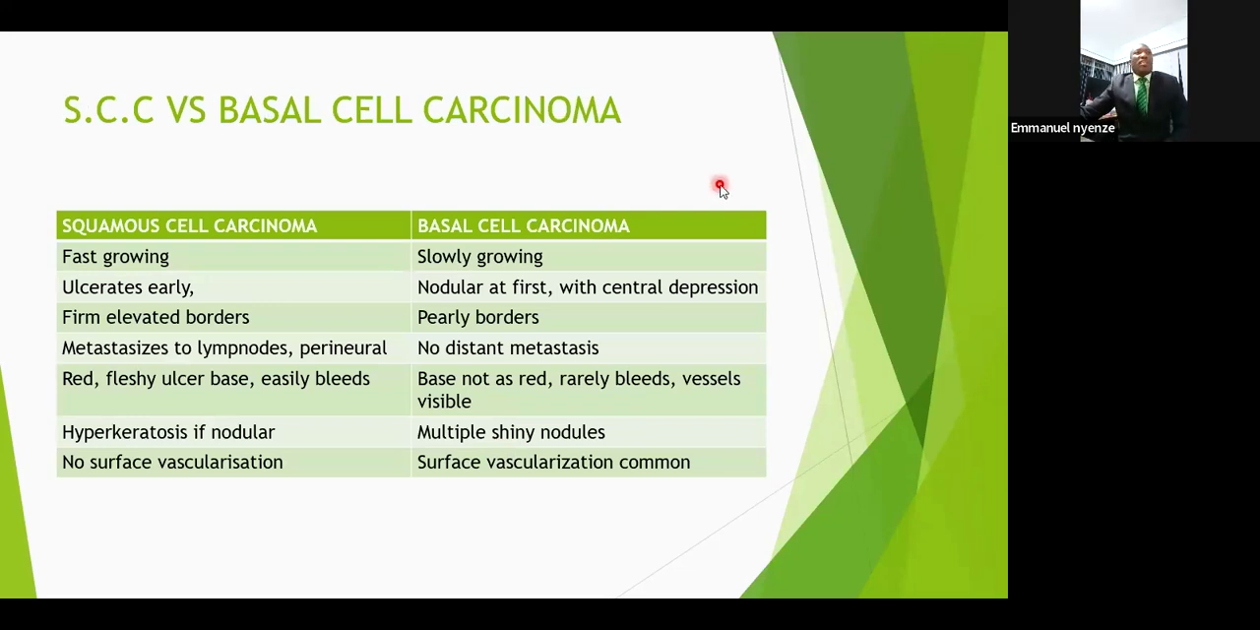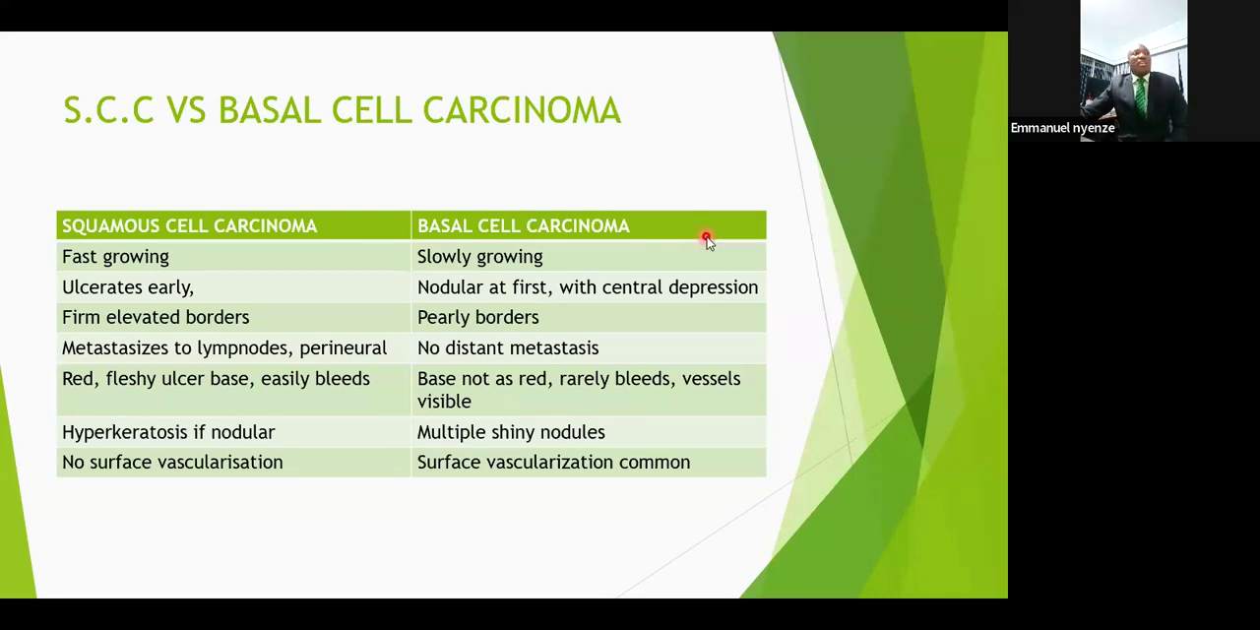the same. Squamous cell carcinomas are usually fast growing, and basal cell carcinomas are a little bit slower growing. Squamous cell carcinoma tends to ulcerate early, and the ulcers are usually larger with a red center. Basal cell carcinomas are multinodular to start with, but get a central depression, which later becomes ulcerated. The borders in squamous cell carcinomas are firm and elevated, but pearly and shiny in basal cell carcinoma. Squamous cell carcinoma tends to metastasize to lymph nodes and also has perineural spread. There are no distant metastases in basal cell carcinomas.